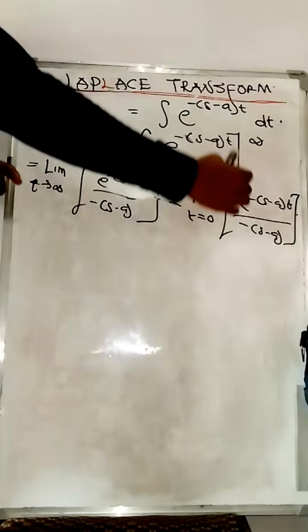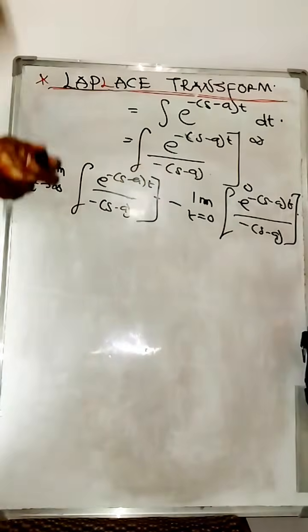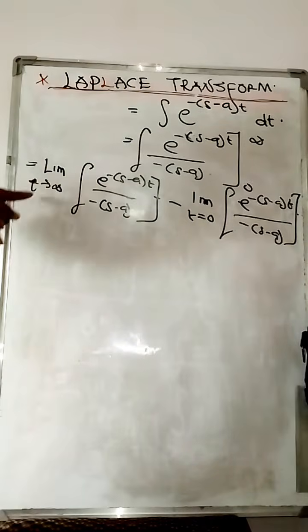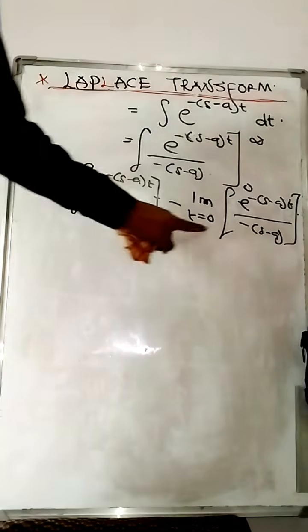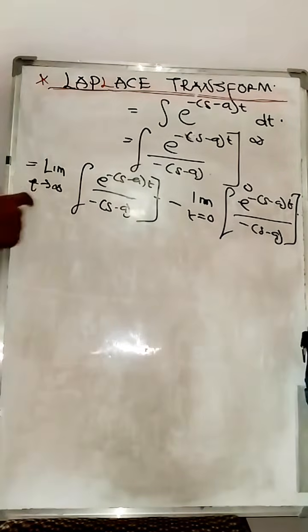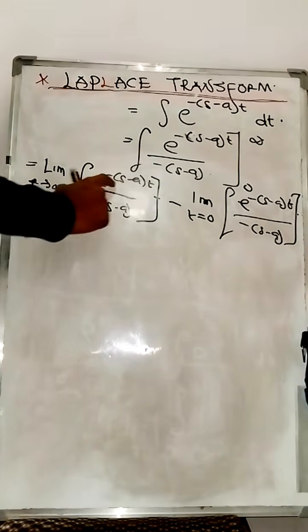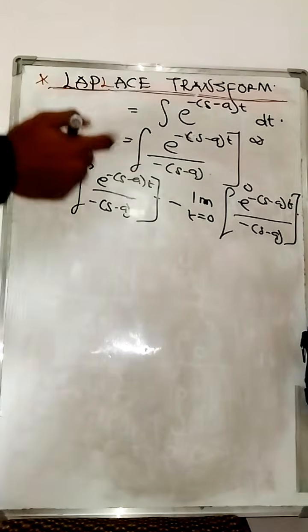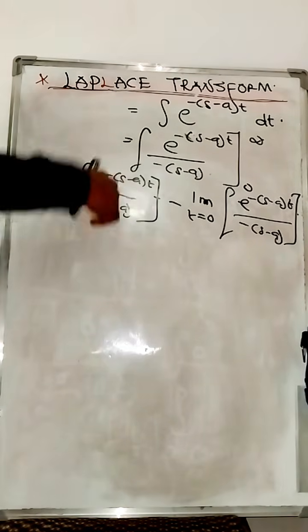Now basically I'm applying my limiting values, because initially the integral said it's from 0 to infinity. So I'm applying my limiting values. This is to infinity and this is 0. So when limiting t to infinity, this is exponential of infinity. So exponential of infinity is basically 0, right?